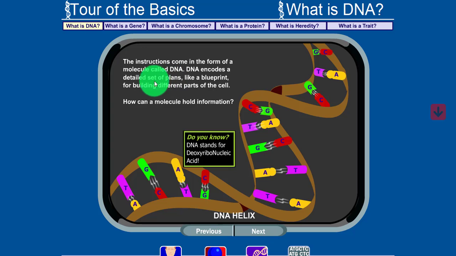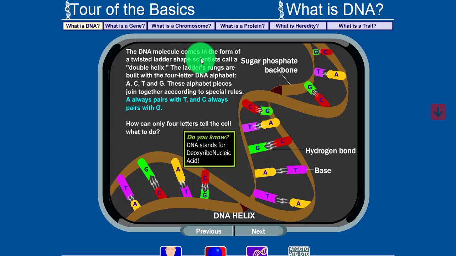DNA encodes a detailed set of plans, like a blueprint for building different parts of the cell. How can a molecule hold information? DNA stands for deoxyribonucleic acid, double helix.